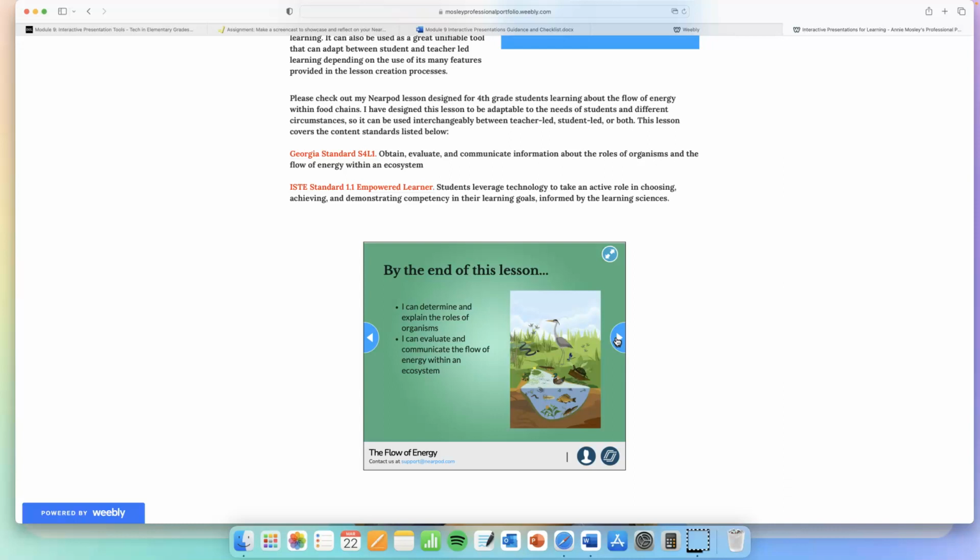I have designed this lesson to be adaptable to the needs of students and different circumstances so it can be used interchangeably between teacher-led, student-led, or both depending on students' needs.